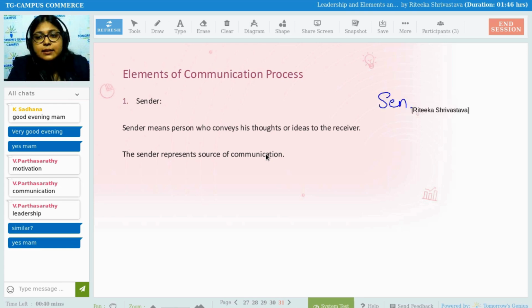The first element is the sender. From the name itself, we should know who the sender is: the one who is going to send the message.